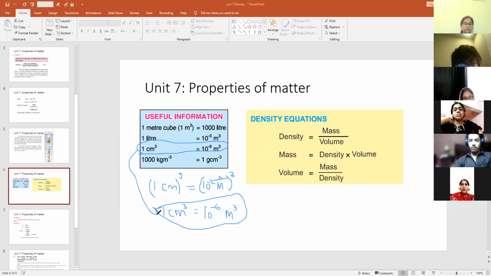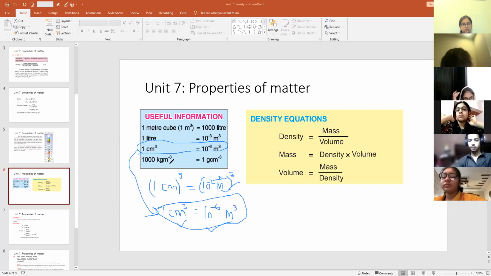First of all, you just know that 1 meter cube is equal to 1000 liters. So you can easily calculate from this information that 1 liter will be equal to 10 raised to power minus 3 meter cube. And 1 centimeter cube is equal to 10 raised to power minus 6 meter cube, because you know that 1 centimeter is equal to 10 raised to power minus 2 meter. If you just take the cube on both sides, we will get 1 centimeter cube is equal to 10 raised to power minus 6 meter cube.